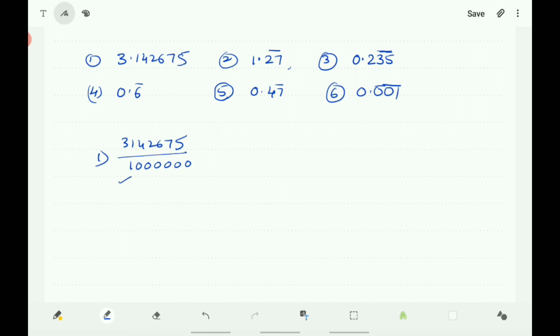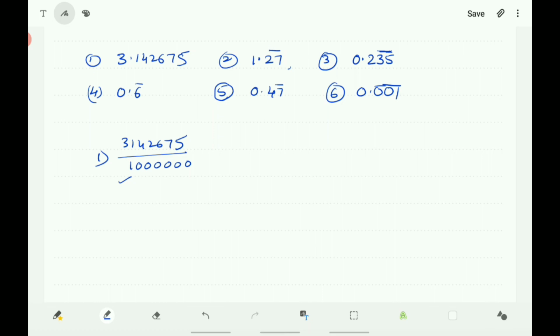Next, fourth one is 0.6. 6 is recurring here. It is very easy to convert. You write x = 0.6 and that is nothing but 0.66, and to take 6 to the integral part you multiply both the sides by 10. Then 10x becomes equal to 6.6. By taking the two relations you convert this into P by Q form.